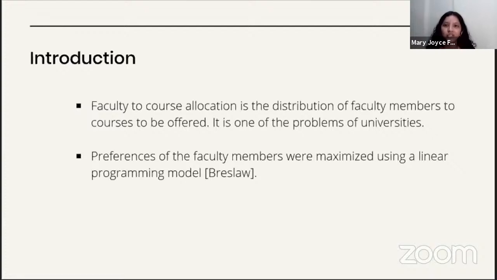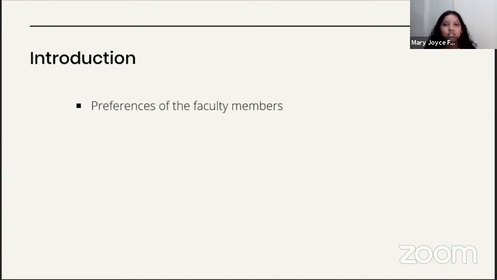Next, there is a study written by Breslau. He used a linear programming model to maximize the preferences of the faculty members, but not just maximizing, it also satisfied the policies of the department, like the number of teaching loads. In this study, the focus was on the preferences of the faculty members in the math division in UPLB.